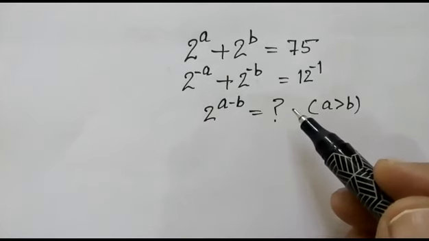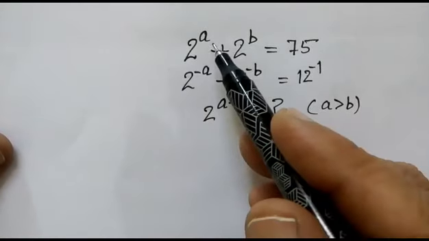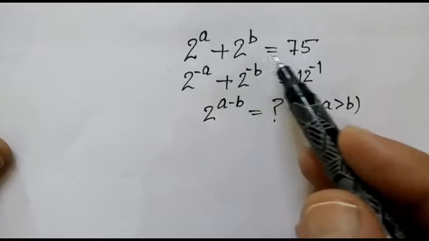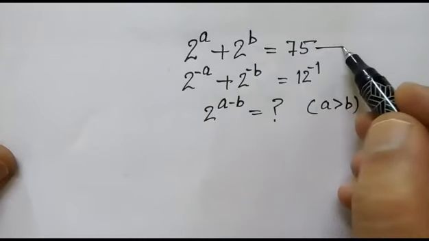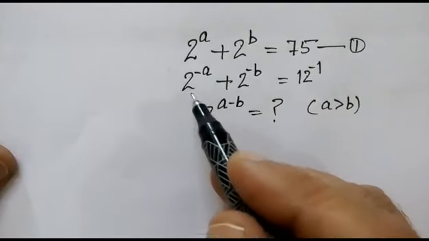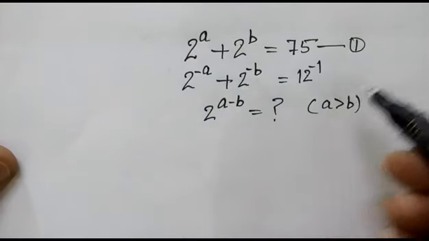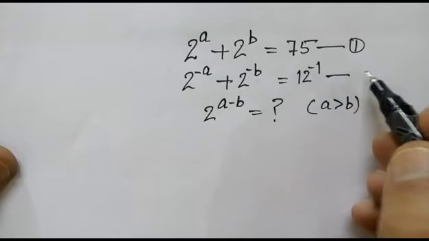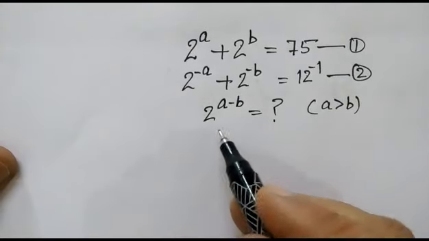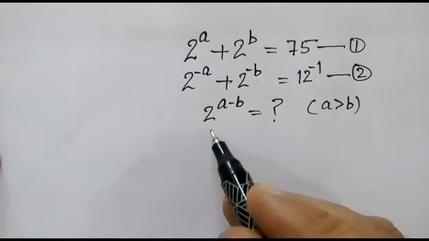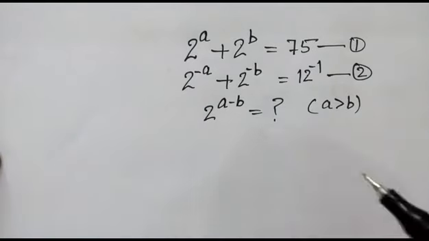Hi friends, we have a nice equation. 2 to the power a plus 2 to the power b is equal to 75, equation number first, and 2 to the power minus a plus 2 to the power minus b is equal to 12 to the power minus 1, equation second. We have to find out the value of 2 to the power a minus b, right?